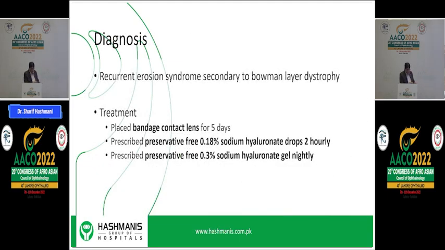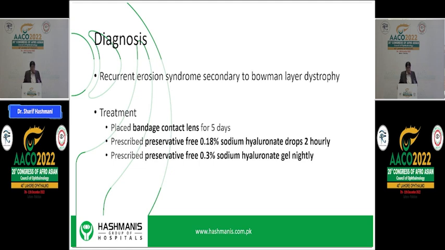So we diagnosed this as recurrent erosion syndrome secondary to Bowman membrane layer dystrophy, and we placed her on a contact lens for 5 days, and started preservative-free hyaluronate drops 2 hourly and preservative-free 0.3% sodium hyaluronate gel nightly. And I think it's almost 6 months now. Last I saw her 4 months back, she's still on the same treatment, and she's very happy.